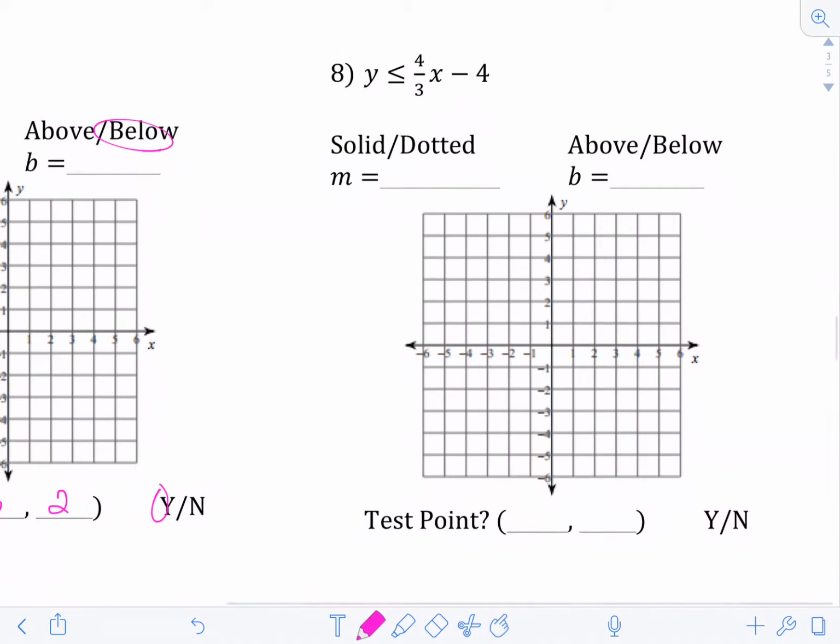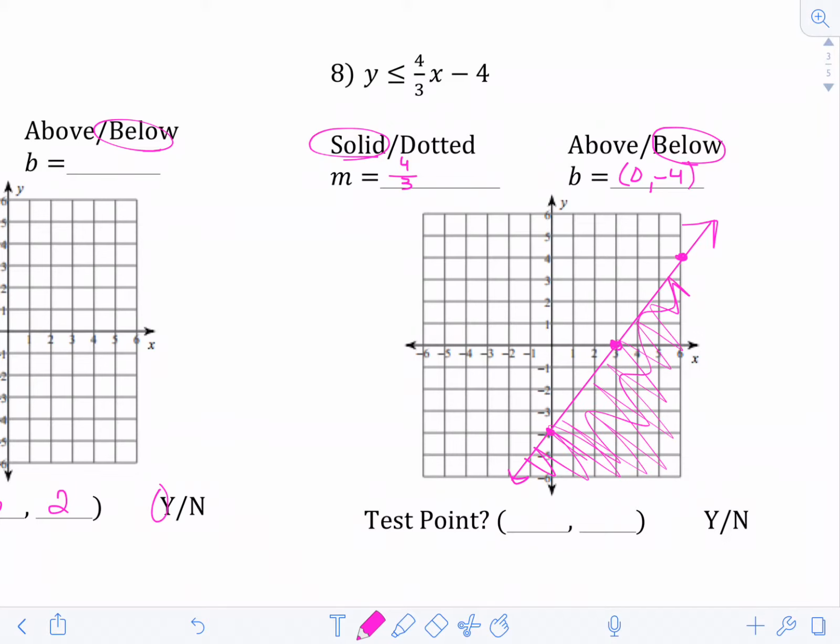Okay, last one. So I know this one's going to be solid. It's less than, so I shade below. My slope is 4/3, and my y-intercept is 0, -4. So I'm going to go up 4, 1, 2, 3, 4, and over 3. 1, 2, 3, over 3. And that's as far as I can go. It's solid, so I'm going to connect them as best as I can. Shade below.